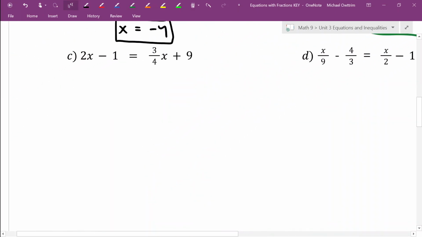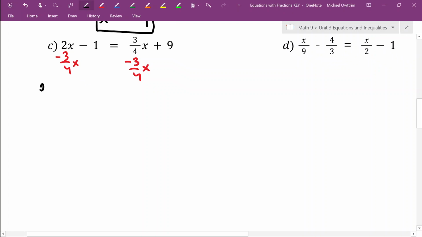In question C, we're going to start by collecting our x's. So 2x's is bigger than 3/4 x. So what's the opposite of positive 3/4 x? That's going to be subtract 3/4 x. I know that 2x is really 8/4. And 8/4 x, take away 3/4 x, is going to be 5/4 x.